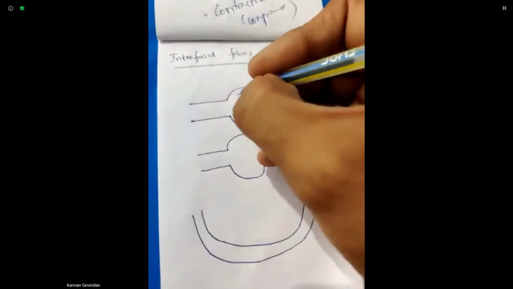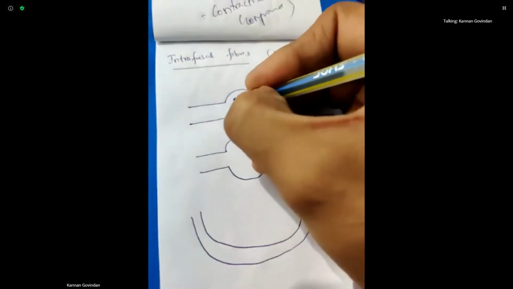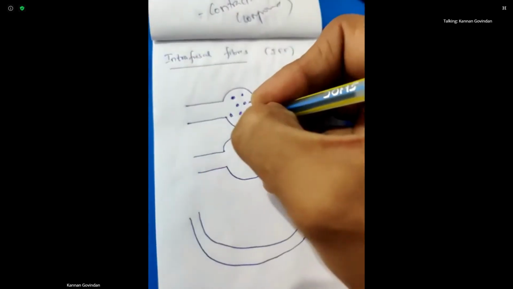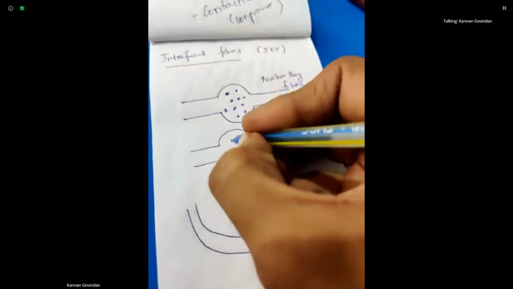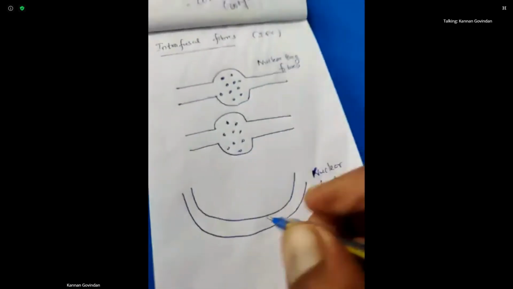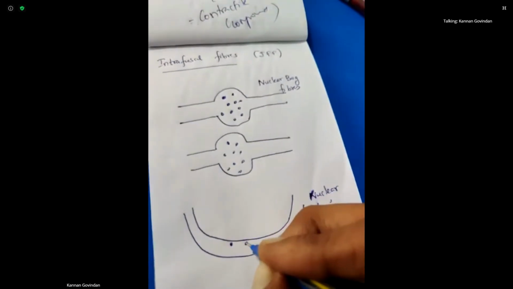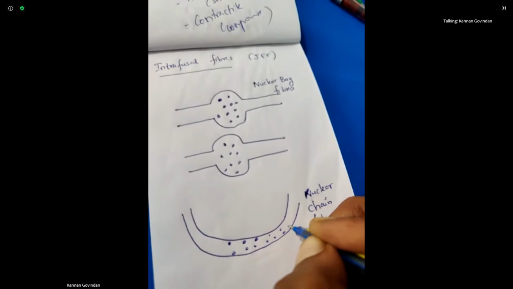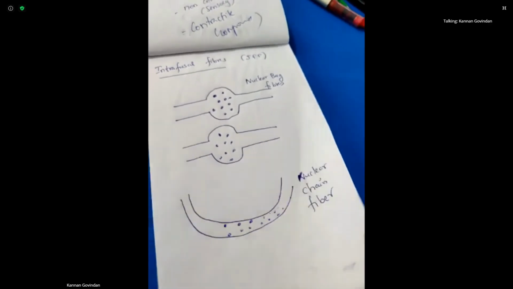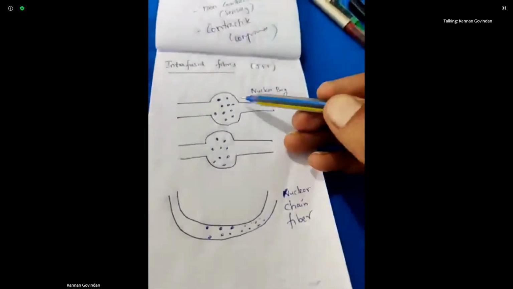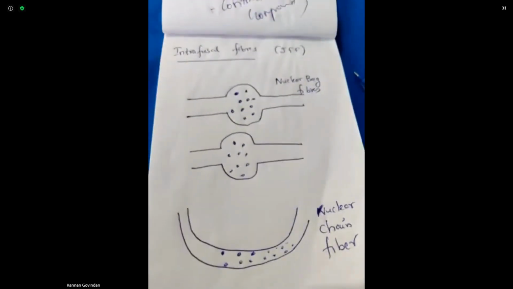In the nuclear bag fibers, the nuclei are arranged in the center, forming a bag-like dilatation. That's why they are called nuclear bag fibers. In nuclear chain fibers, the nuclei are arranged in a chain-like fashion along the muscle fibers. So these are nuclear chain fibers. This is a nuclear bag fiber. This is a nuclear chain fiber.